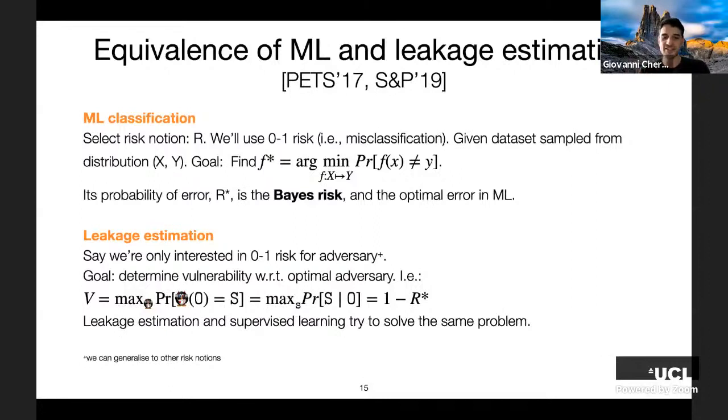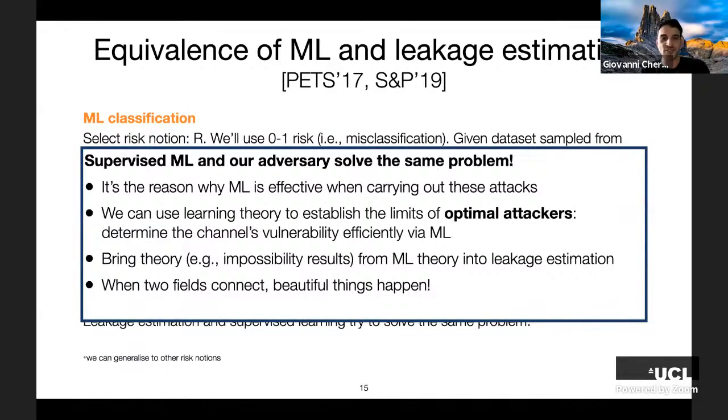But then it is almost trivial, I think, to observe that the two fields are trying to solve a very, very similar problem. One is looking for the minimizer of the risk, the other one for the maximizer of the vulnerability. But these two quantities are simply, very trivially, the complement of the other. So this trivial fact can actually be used and does have very, very interesting practical repercussions.